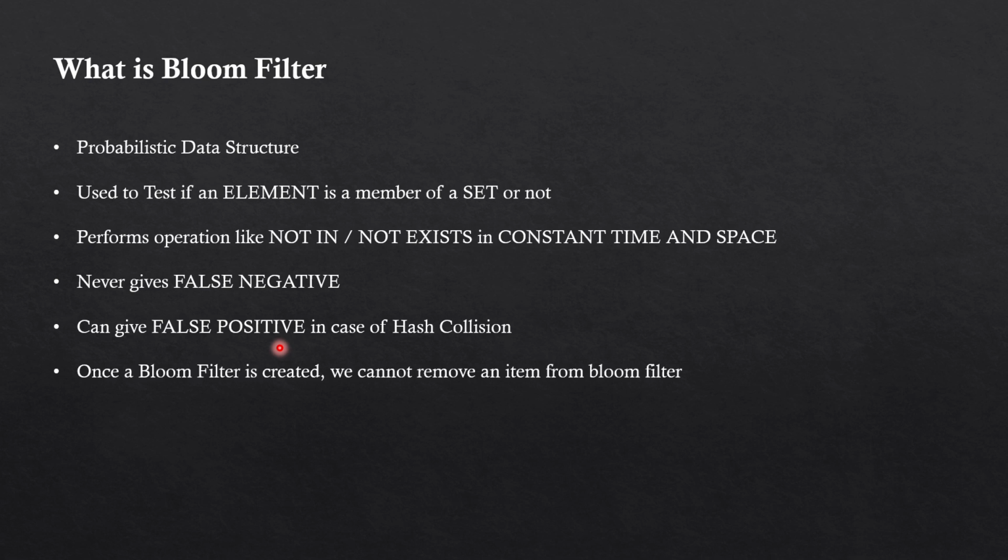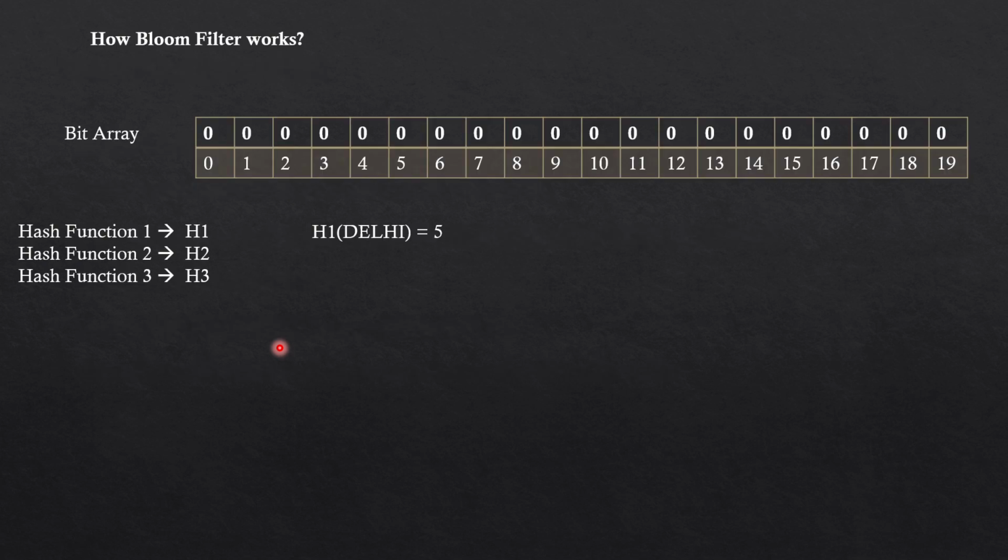And finally, once a Bloom filter is created, we cannot remove an item from the Bloom filter. So now let's look at how Bloom filter works. For Bloom filter, we need a bit array. Suppose this is a bit array of 20 bits. That is how we have fixed the space. So space is fixed for Bloom filter. Now we'll see how time complexity is fixed. So we have multiple hash functions. For this particular example, we are considering we have three hash functions: hash function 1, hash function 2, hash function 3.